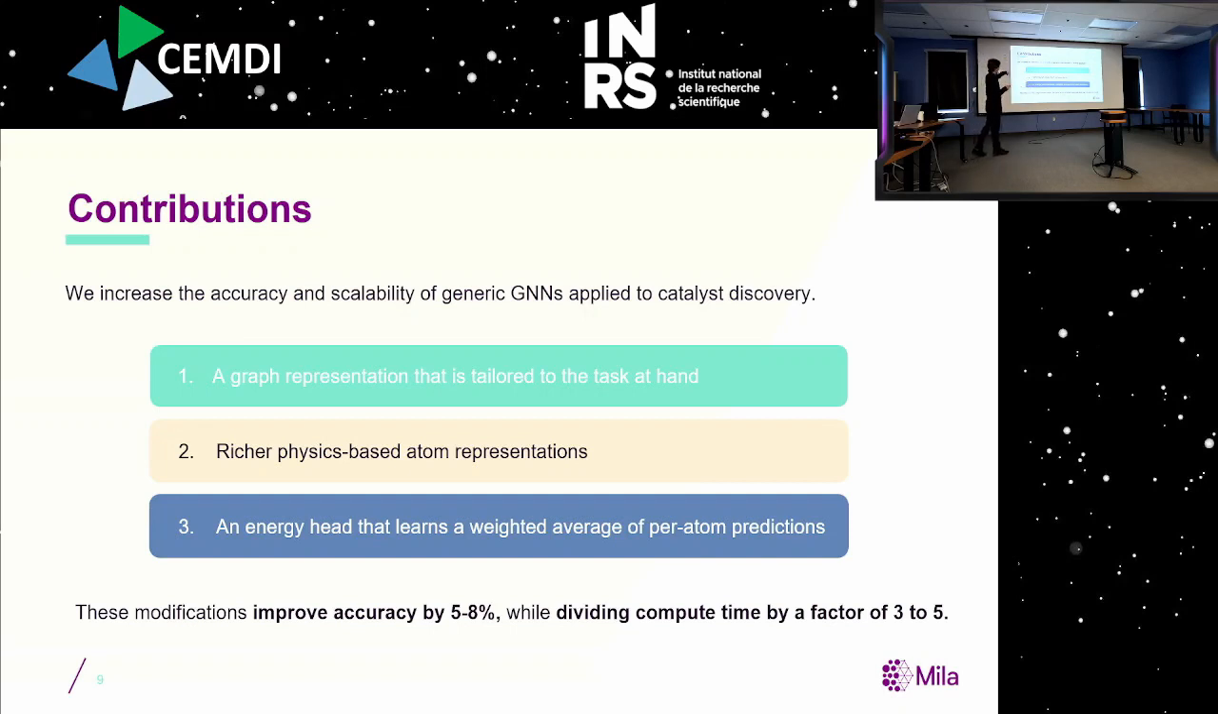OK, so the three things, hopefully you can read the top one. Can you sort of read it? Yeah, at least in the front. So the three things that we're going to talk through really quickly are a graph representation that's tailored to the task at hand. And sort of overall, the theme is let's build in more domain information into these graph neural networks. Graph representation that's tailored to the task at hand, richer physics-based atom representations, and an energy head that's learning a weighted average of per atom predictions.